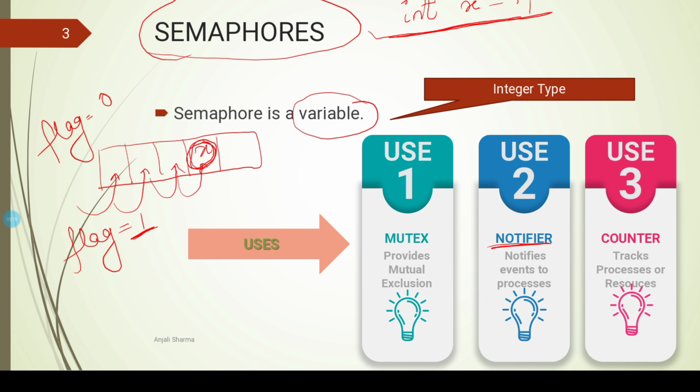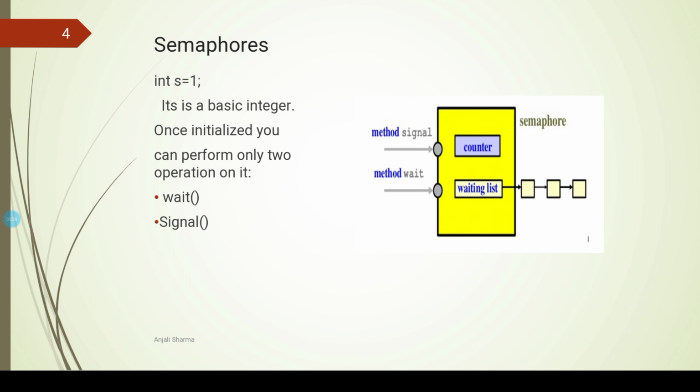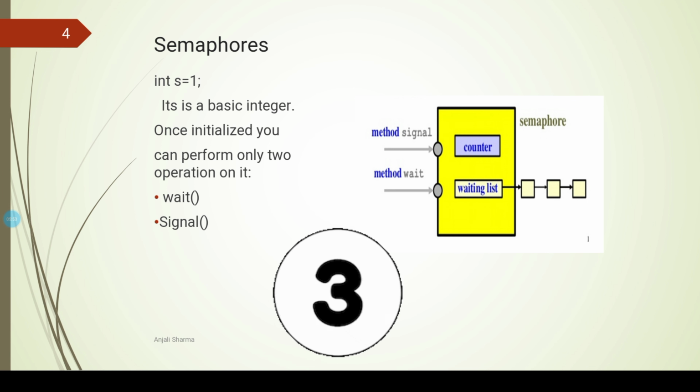And as a counter, they keep track of processes and resources, and that will be clear in the upcoming slides. Now, as we have said, what is a semaphore? A semaphore is an integer, right? So obviously, as an integer, you can understand that you can do only three things on a semaphore.